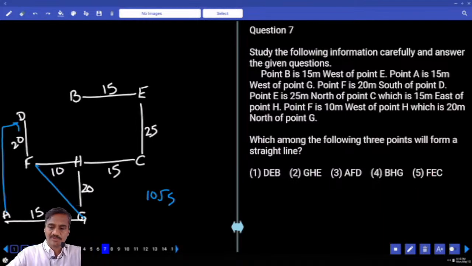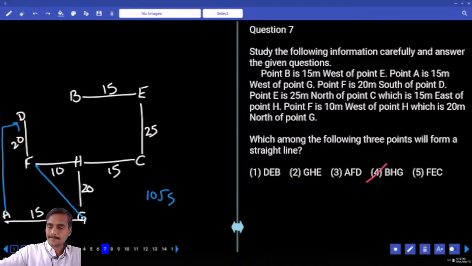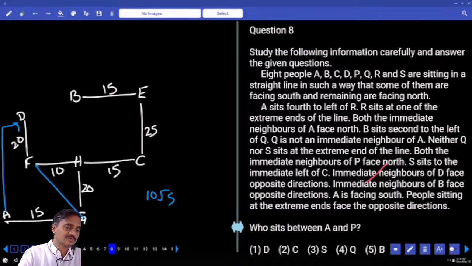Which among the following 3 points will form a straight line? D, E, B, no. G, H, E, no. Next, A, F and D. And B, H and G. Now B, H and G form a straight line. And F, E and C, no. So what is your answer? Choice 4 for question number 7.